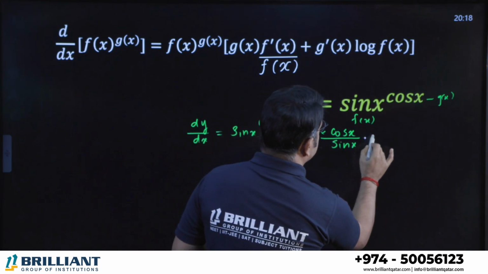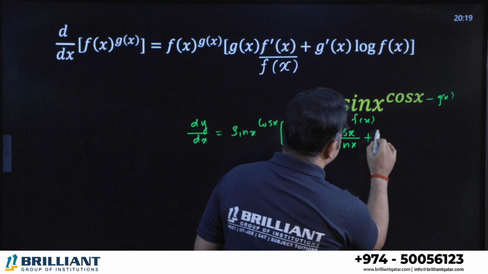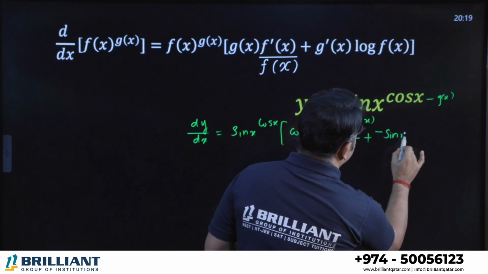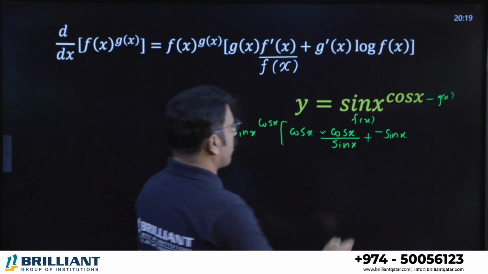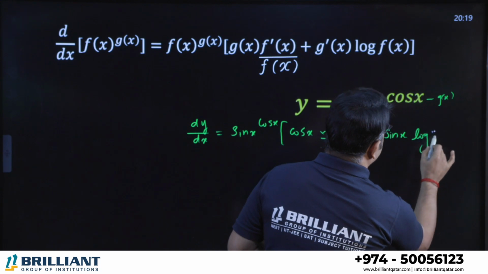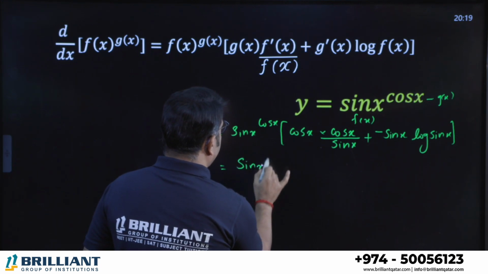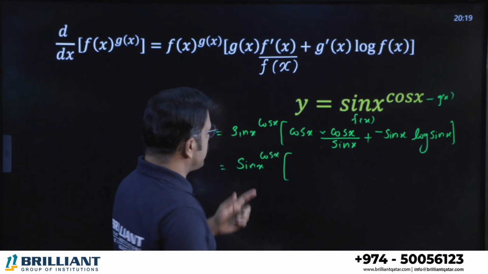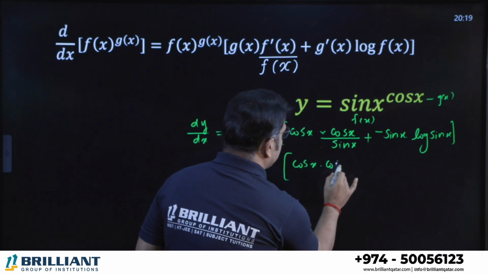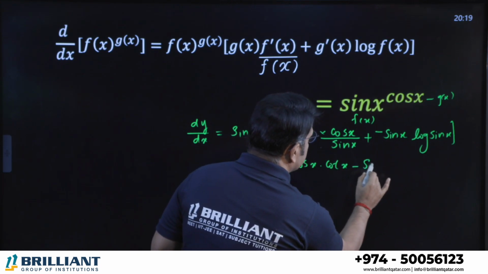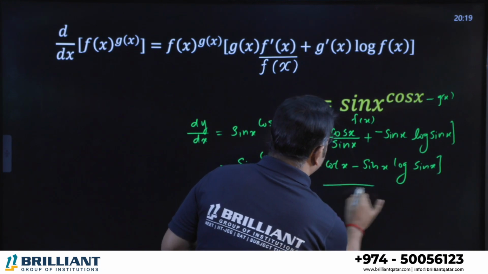then f of x means here sin x, plus g dash x. g of x is what? That is cos x. Its derivative is there, minus sin x. Cos x derivative is minus sin x. Log f of x. Log f of x means logarithm of sin x. So if you want to rearrange, you can rearrange that one. Sin x power cos x into cos x is there, cos by sin we can take as cot. So cos x into cot x. Positive and negative is coming. Negative sin x into log of sin x. That is the answer.